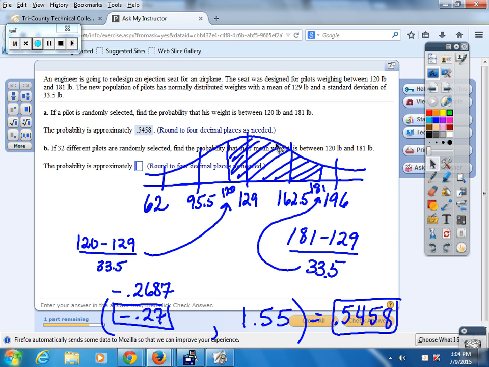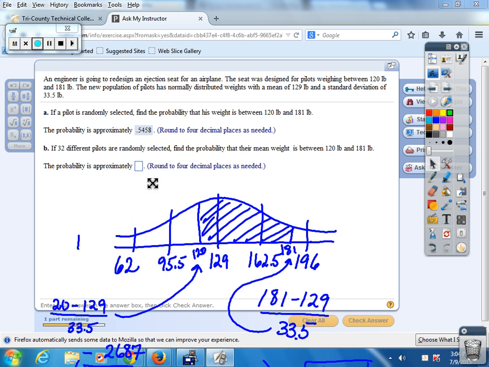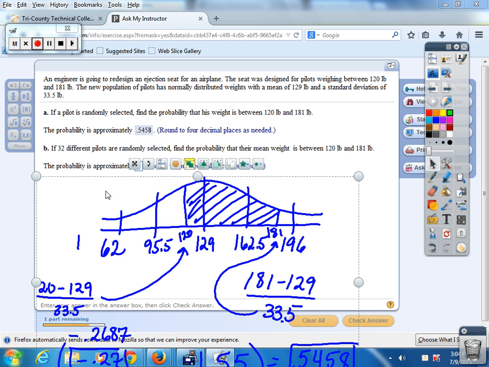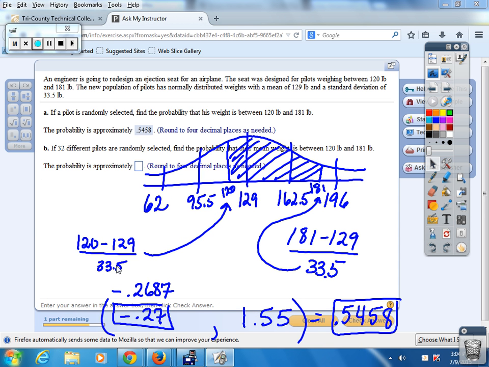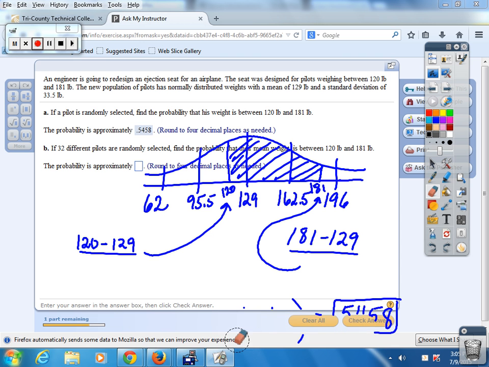Now what does it say? It says, if 32 different pilots are randomly selected, blah, blah, blah. So, you don't have to do much. All you got to do is erase this part right here. So, everybody got this down? I'm going to take my handy dandy eraser and I'm going to erase this. And I'm going to erase this. And instead of 33.5 on the bottom, what is the square root of 32?